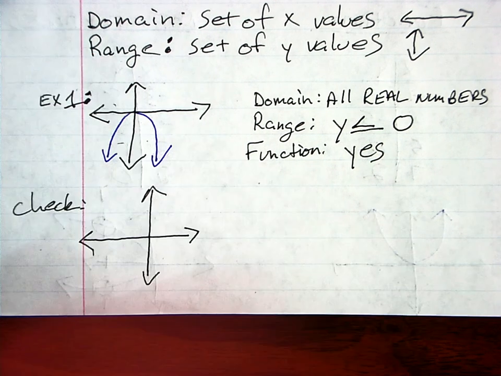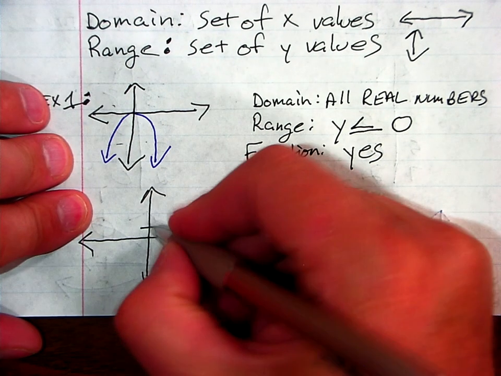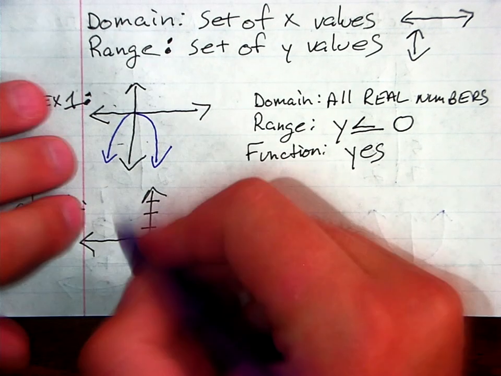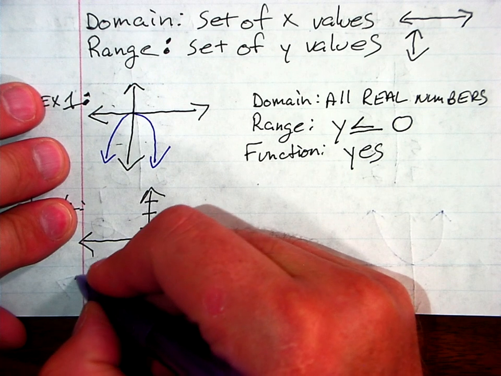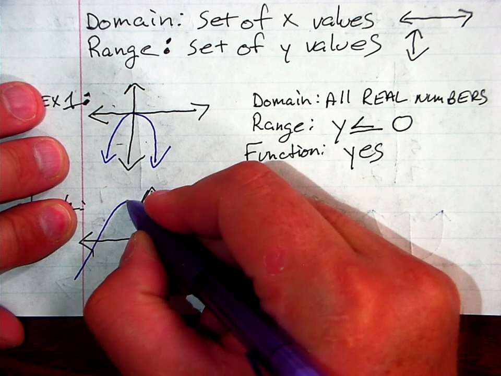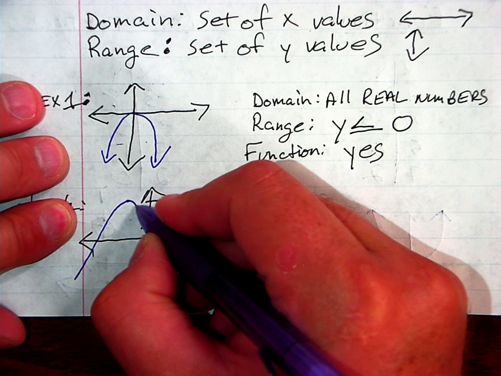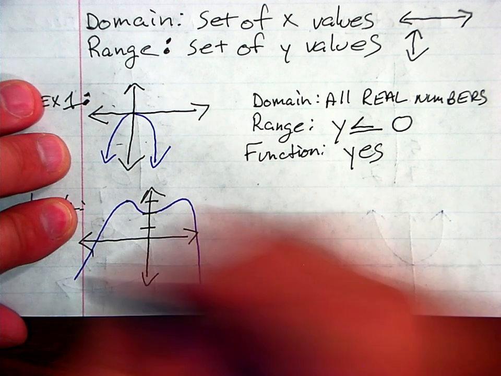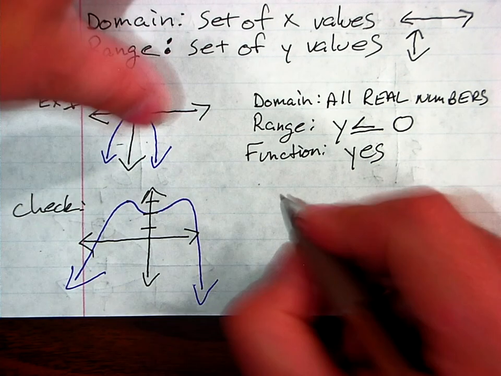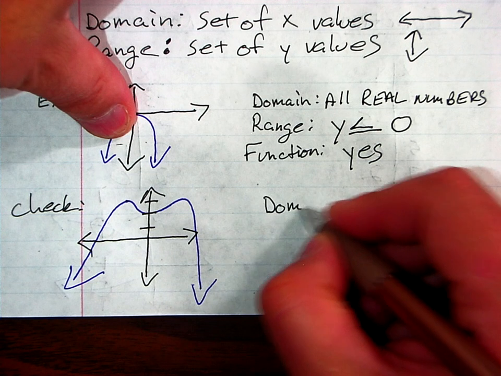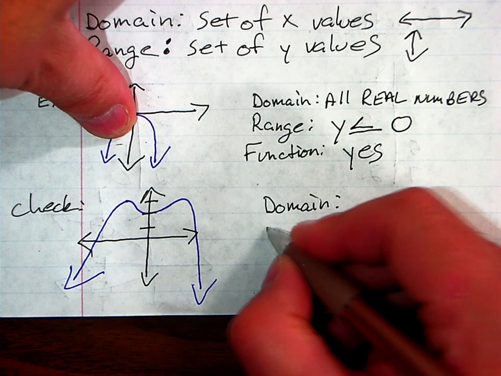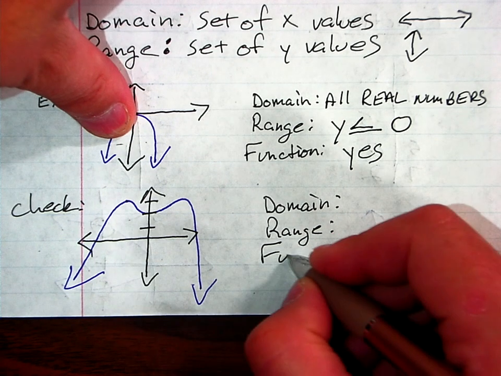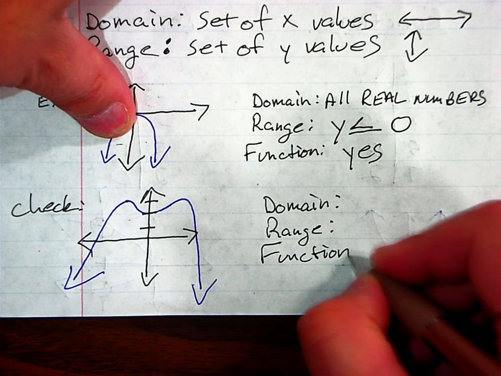All right, so here's our graph. This looks like an M. I get that. That's fine. That's allowed. It goes up to 3. It curves back down to 2, curves back up to 3, and then goes down. You are going to tell me the domain, the range, and the function. Is it a function, yes or no?